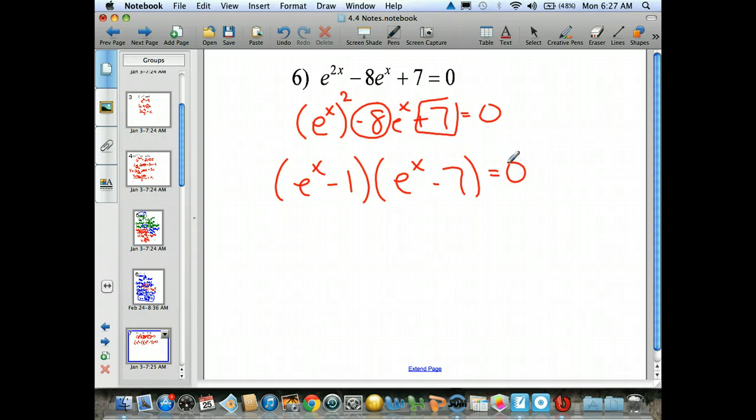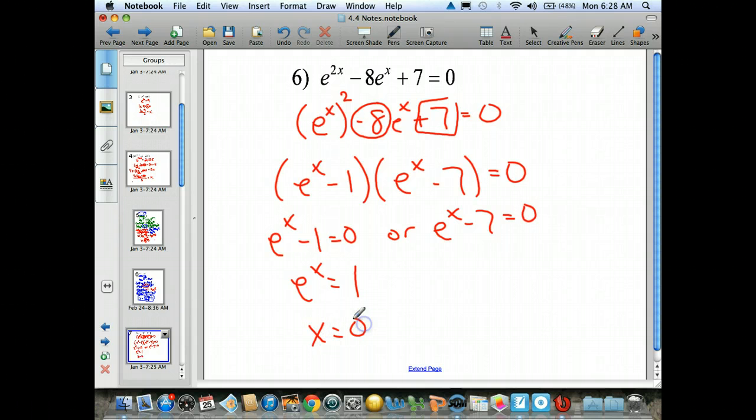For our purposes, most of these are going to be factorable. If they weren't, then we would have to complete the square or do some type of quadratic formula solution method. Okay, so we just use our zero product rule now and say that e to the x minus 1 is 0, or e to the x minus 7 equals 0. In this case, e to the x equals 1. Well, obviously here, x is 0, right? Over here, e to the x equals 7.